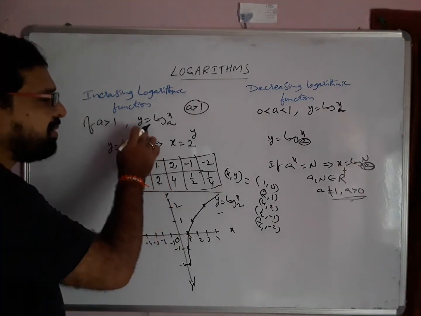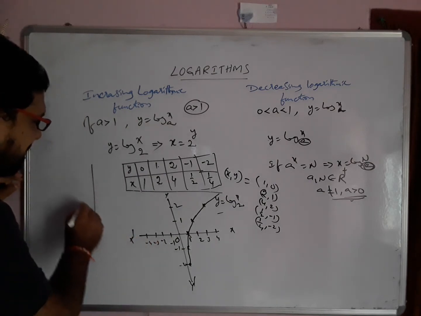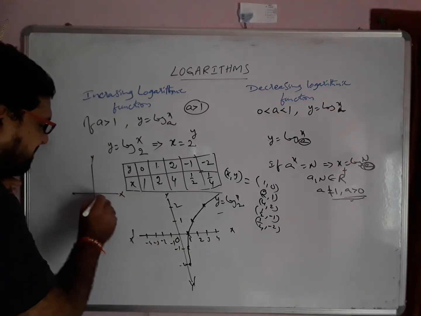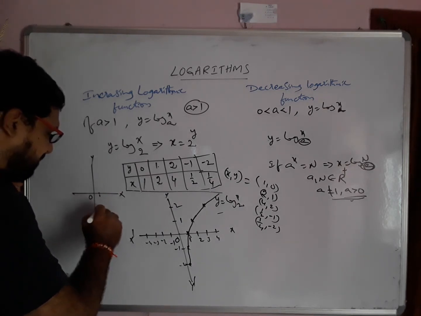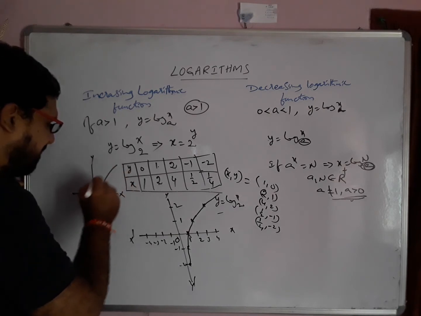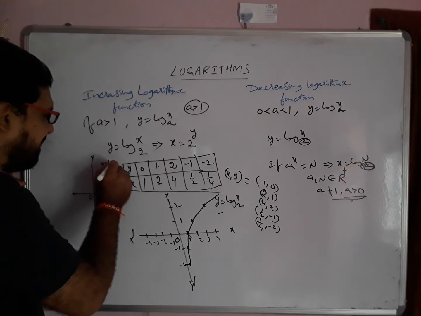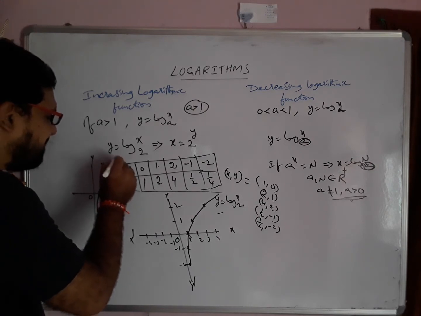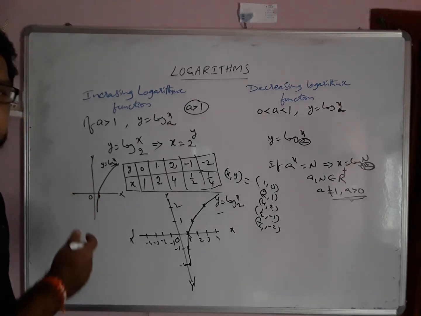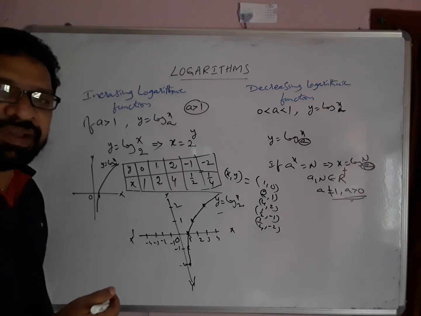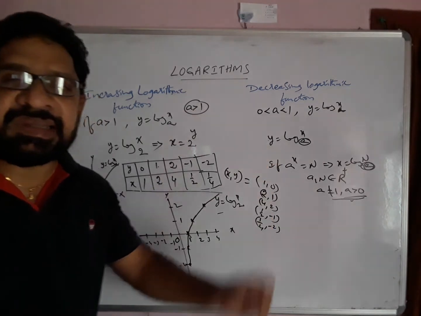Similarly, the graph of y is equal to log x to the base a comes like this. Here is the x axis, this is the y axis. This is the origin, and this is around 1, or else a. So this is y is equal to log x to the base a. The graph is like this. This is called an increasing logarithmic function.